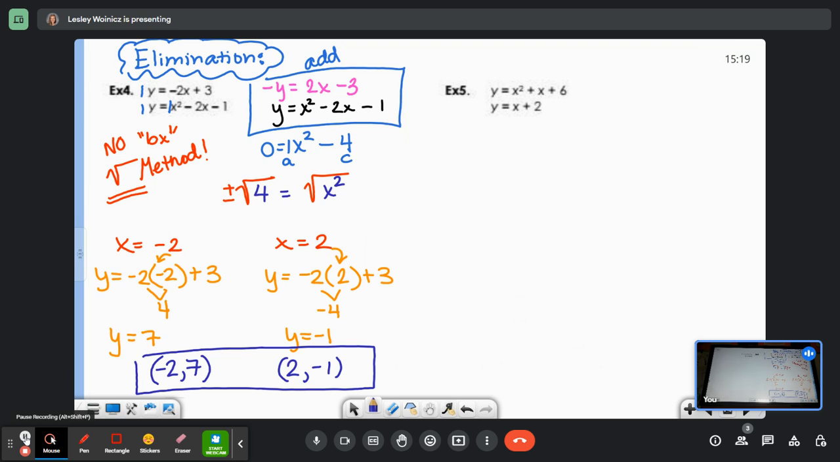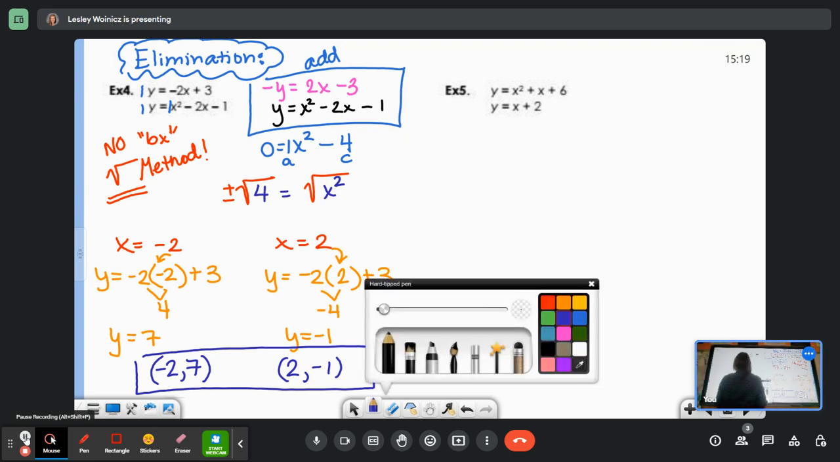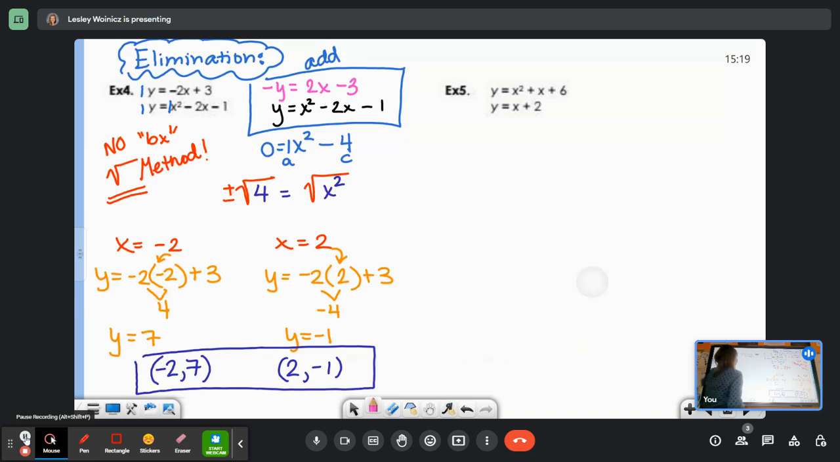Okay, what do you guys think? Do you want to do another one with elimination or go back to substitution? Substitution is easier. Okay. I thought so too when I was a kid. All right, here we go. So I have a whole expression that is equal to y. I'm going to take it and plug it back in, substitute it for that y right there. So that gives me x squared plus x plus 6 equals x plus 2. Just made my monster equation.